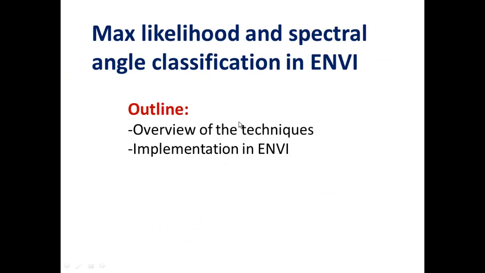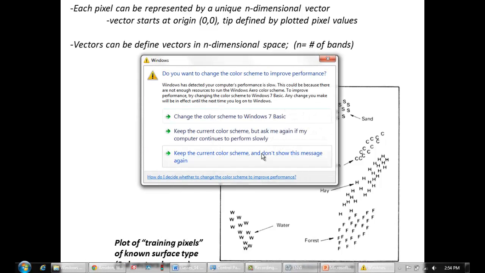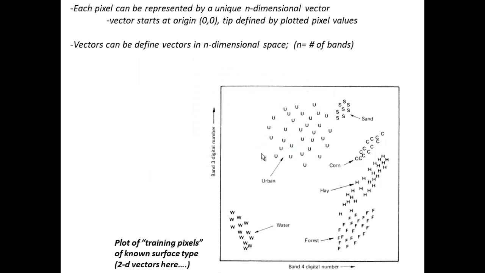So to start, I'll give you an overview of the maximum likelihood and spectral angle techniques, and then I'll show you how to implement them in ENVI. To start out, we need to start thinking of spectral signatures not so much as a graph, but actually as a vector. And the reason we can think of them as a vector is because any combination of spectral reflectance values actually defines the coordinates of the tip of a vector in space.